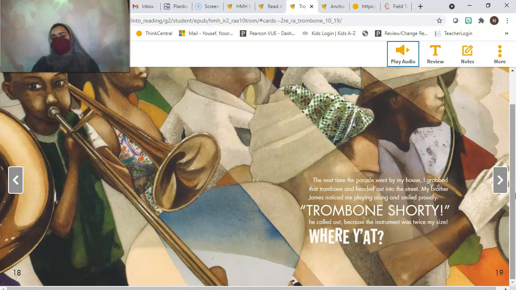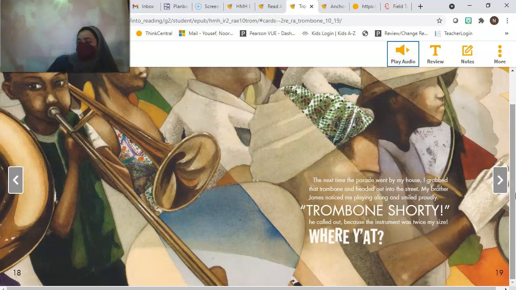So he called him Trombone Shorty. Let's write that down. Trombone Shorty. Sorry, it's behind my head. You can't see it. There we go. Now I've moved. On the second column, we already filled out the first column, right? Yes, we did. We wrote "Where you at?"